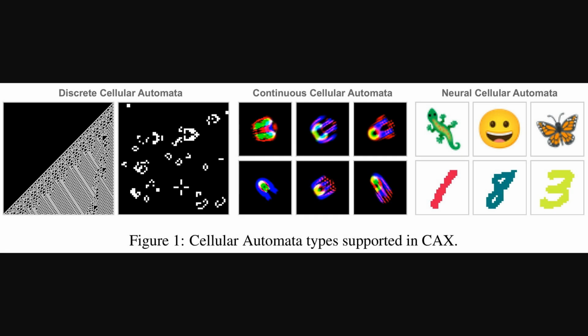Alright, so this first figure gives a nice visual overview of the cellular automata types CAX supports. We see examples ranging from classic discrete models, like elementary CAs and Conway's Game of Life, to continuous CAs generating those smooth, colorful patterns, and even modern neural cellular automata, which can learn to generate complex images like emojis or digits. It really drives home the library's versatility.